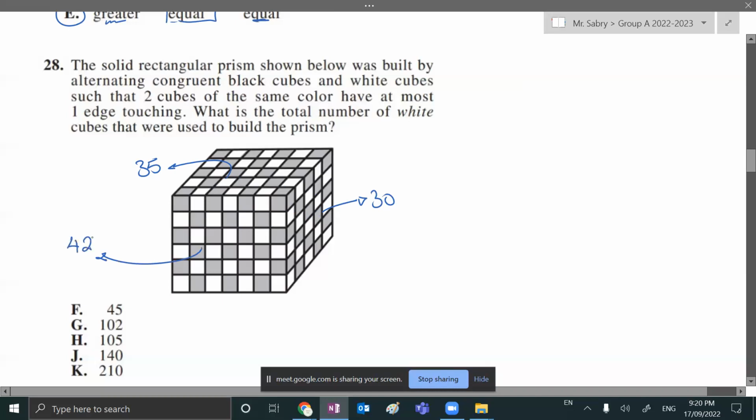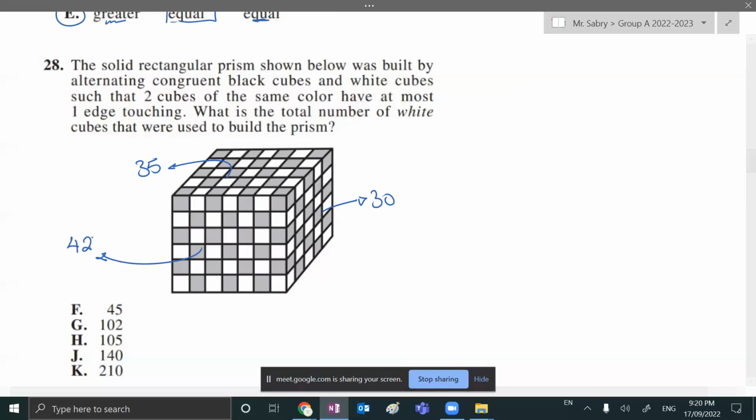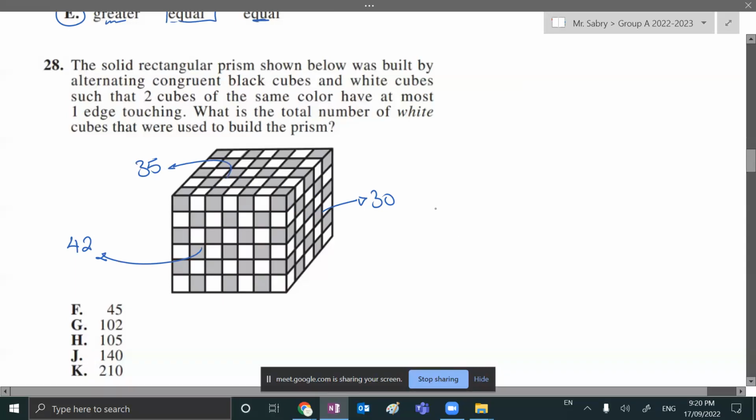Okay. We add them together. Then we multiply by 2. So 42 plus 35, that's 77, plus 30, which is 97. Okay. Then the thing is that I used surface area, but it's solving a volume actually. Then I remembered, yeah, there's nothing inside the cube. That's why I used surface area.